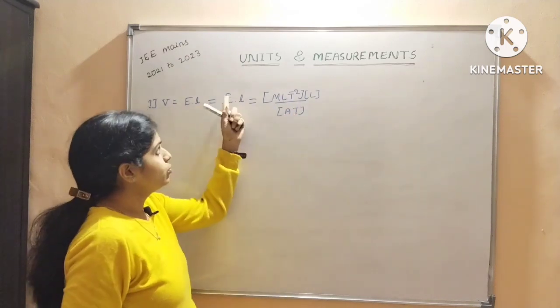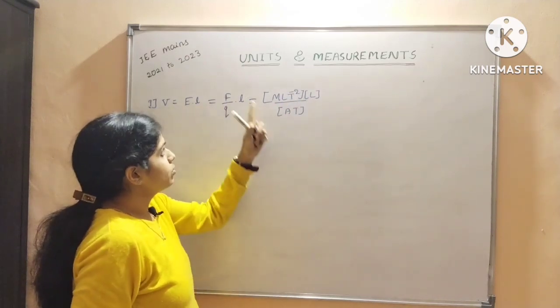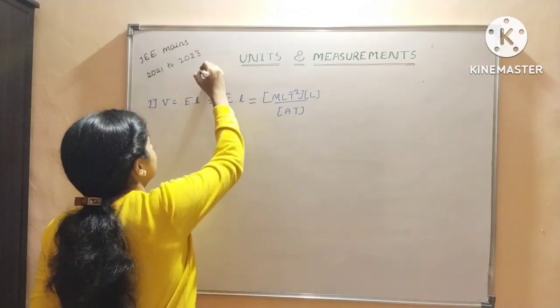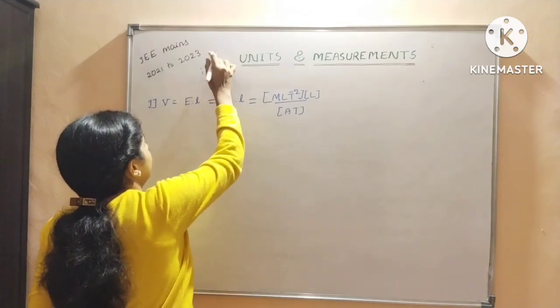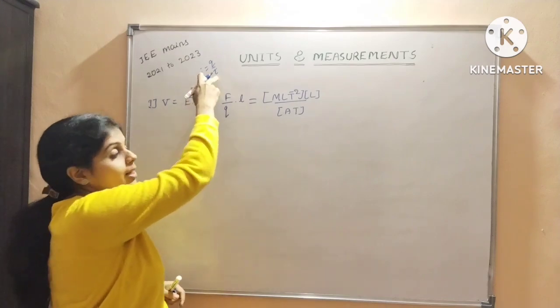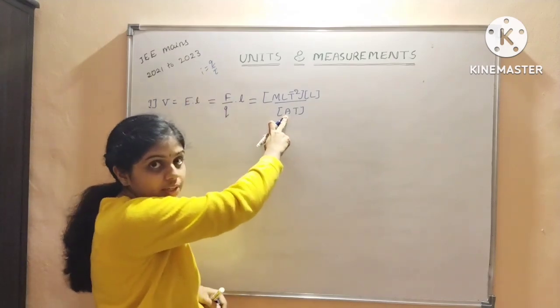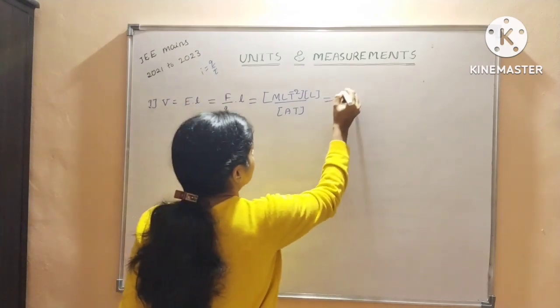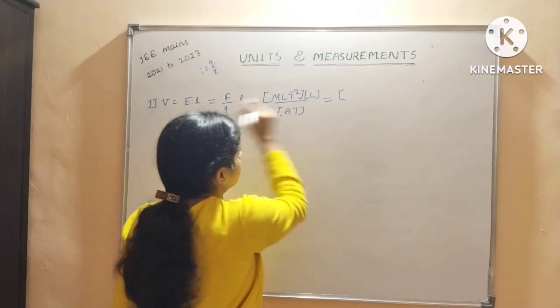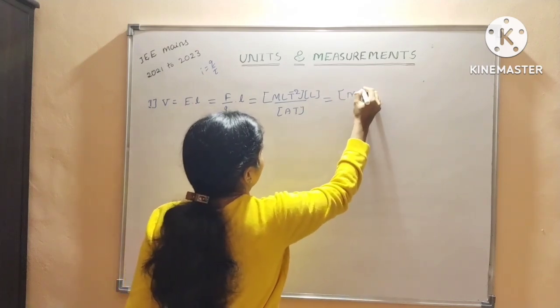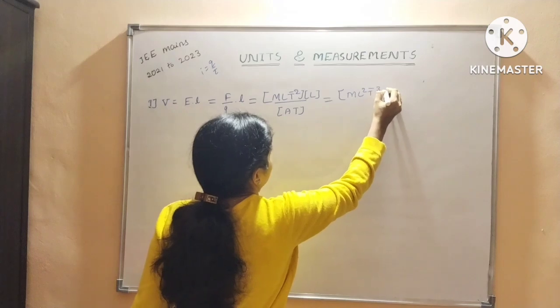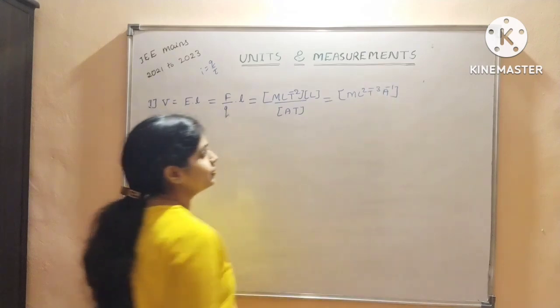where MLT raised to minus 2 is the dimension of force, L is the dimension of L, AT is the dimension of Q, because I equal to Q by T. Therefore, Q equal to I into T. The dimension of I is ampere. Therefore, the dimension of potential difference is ML square T raised to minus 3 A power minus 1.